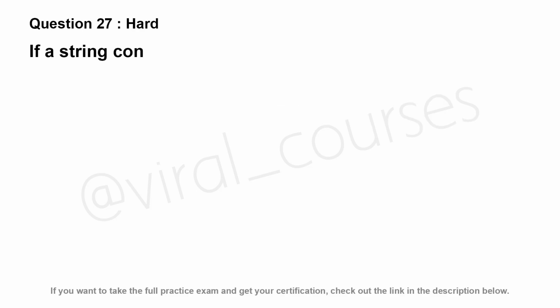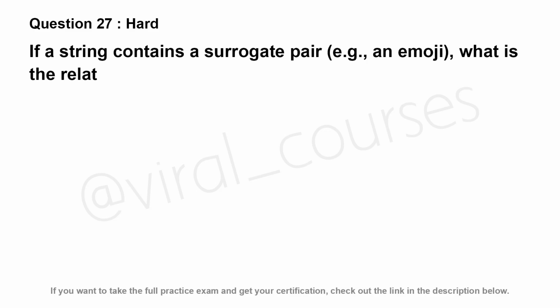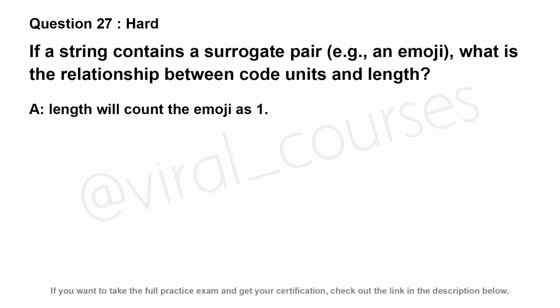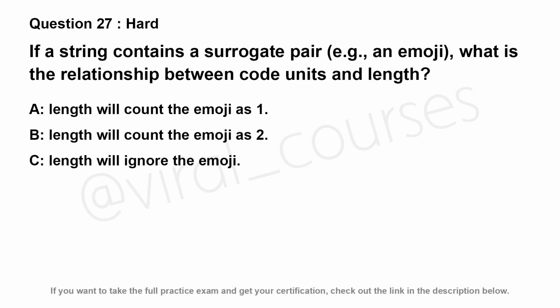If a string contains a surrogate pair, for example an emoji, what is the relationship between code units and length? Option A, length will count the emoji as 1. Option B, length will count the emoji as 2. Option C, length will ignore the emoji. Option D, length will count the emoji as 4.